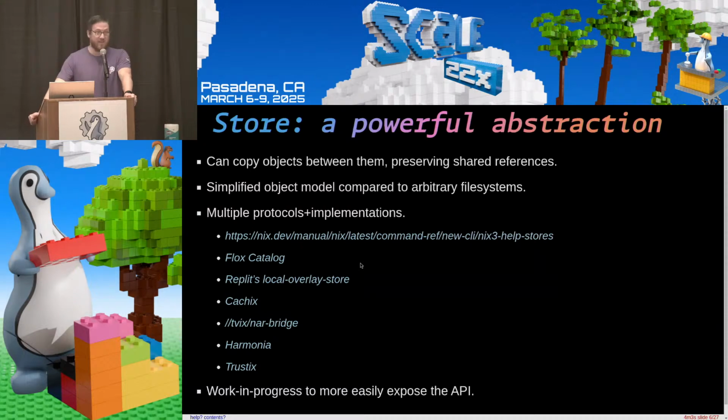At Phlox, we have this concept of a catalog, which is kind of like an extension of the store concept, and it just tracks even more things than a normal store would. Replit did a bunch of work with the local overlay store: how do I have two different physical stores, but present them logically as one to my software? Cachix is a service that lets you have a store as a service, caching as a service. Tvix has a project that tries to do more deduping behind the scenes to save costs, but still expose it as this abstraction of the store. And there's more: projects like Harmonia and Trustix. These are all ways to play with this fundamental concept.